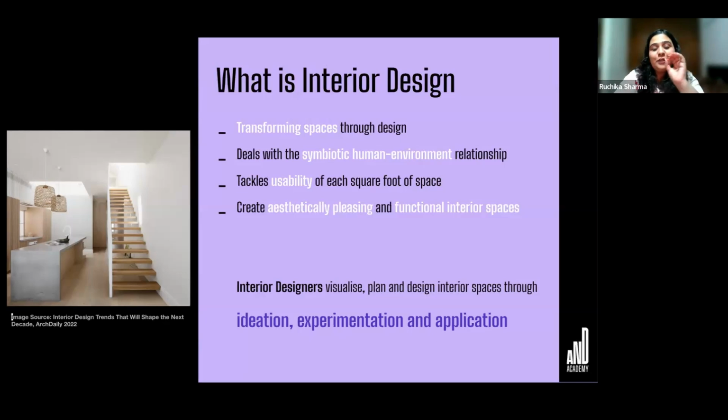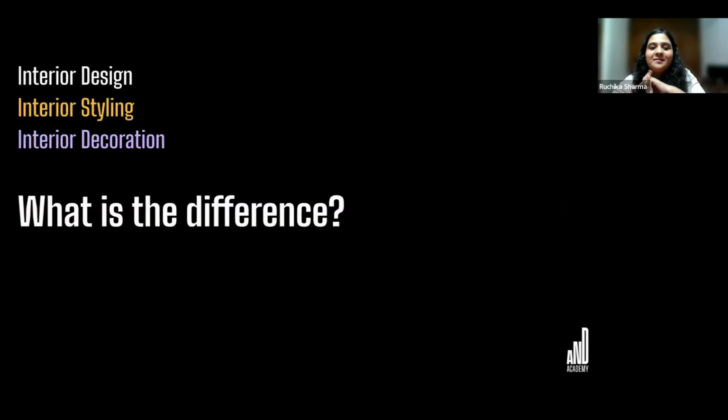They tackle usability of each square foot of space. There are a lot of times when people want us to cover each and everything. So we will talk about details from the skirting all the way to the ceiling. We will cover furniture. We will cover fabrics. We will cover everything. Then eventually, when all this comes together, we also have to put them together sensibly, aesthetically, to make functional as well as good-looking interior spaces. So this involves ideation, experimentation, and then application, which goes on and on and on because it's an iterative process. Next slide, please.